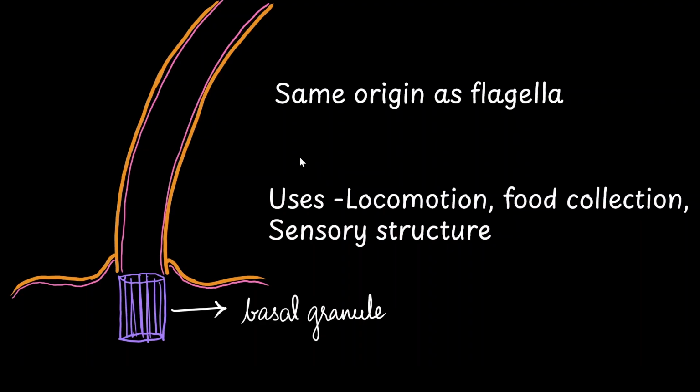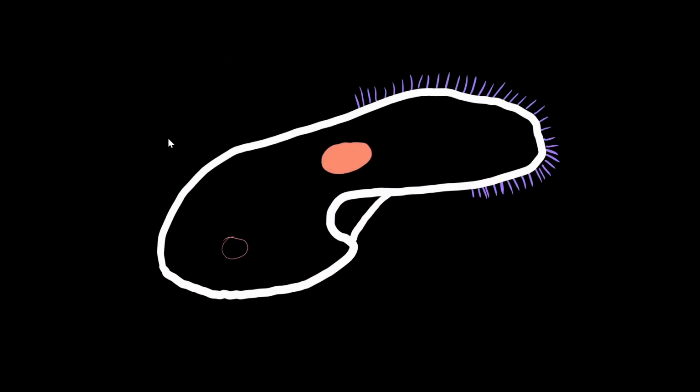Cilia have the same origin as flagella. If you recall in the video on flagella, we learned that flagella originate from organelles called basal granules. But their uses could be slightly different from flagella. Organisms use cilia for locomotion, food collection, and some of them act as sensory structures that detect changes in the environment. Let's see an example of how a paramecium uses its cilia to obtain food.